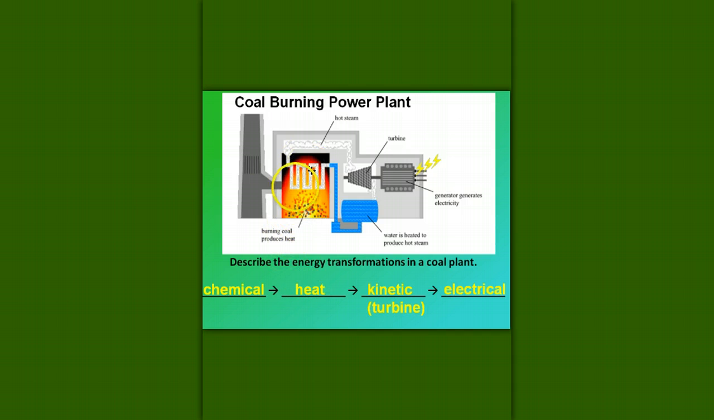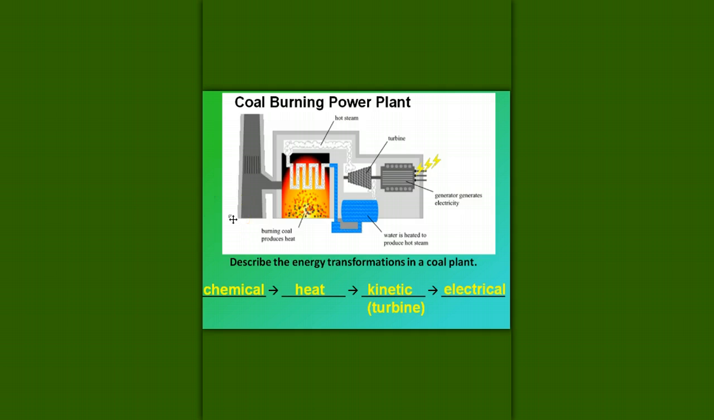So the heat then makes hot steam because they pipe water. See how that says water's heated to produce hot steam. So the water goes in and it gets into the pipe, and then the water turns to steam. The steam then pushes out, starts swirling around the turbine, and then the turbine turns, producing the electricity.